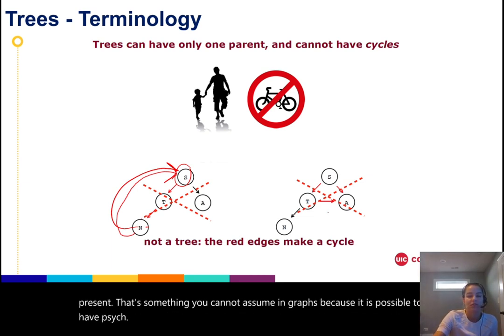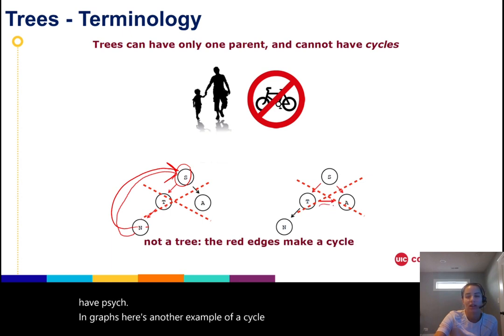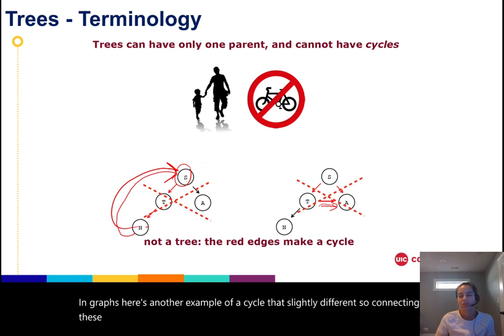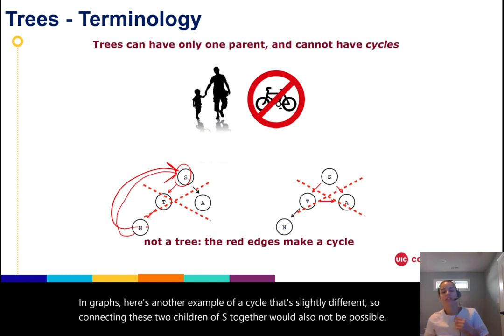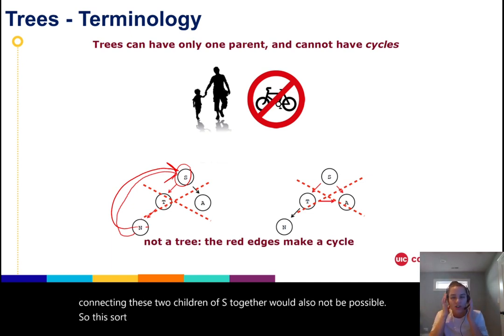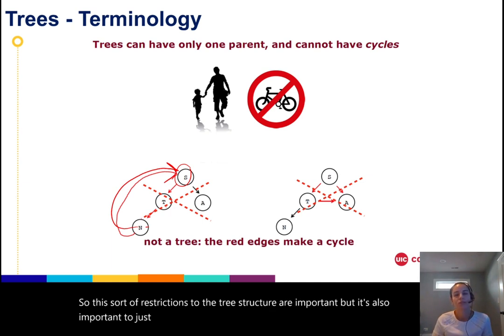Here's another example of a cycle that's slightly different. So connecting these two children of S together would also not be possible. So these sorts of restrictions to the tree structure are important, but it's also important to just know the terminology. So one parent and no cycles.